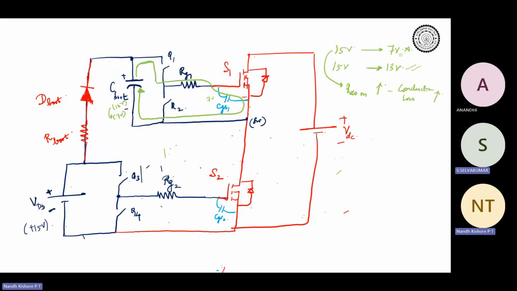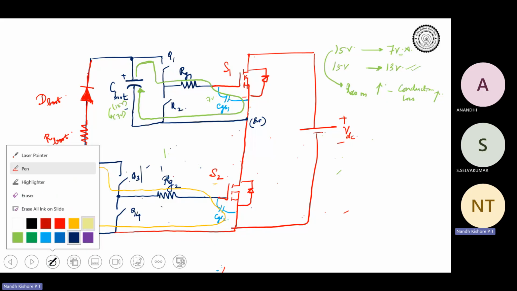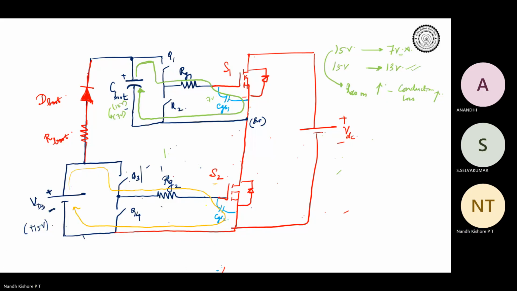That is, first we saw how S2 turns on. So for S2 to turn on, I will turn on Q3: VDD, Q3, RG2, S2, and then back. And for S2 to turn off, we saw that the simplest path is to discharge through Q4, right? It will discharge through Q4. This is very simple as far as S2 is concerned.